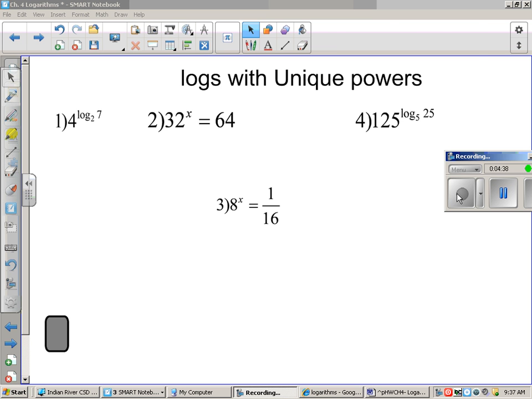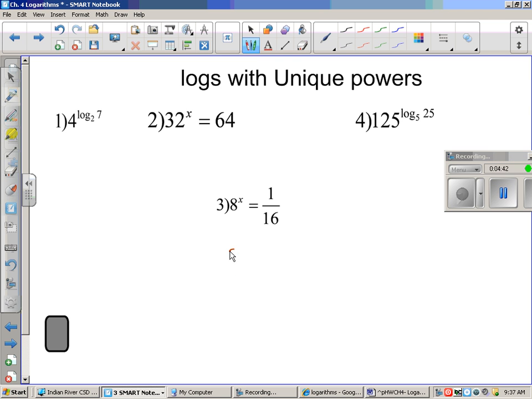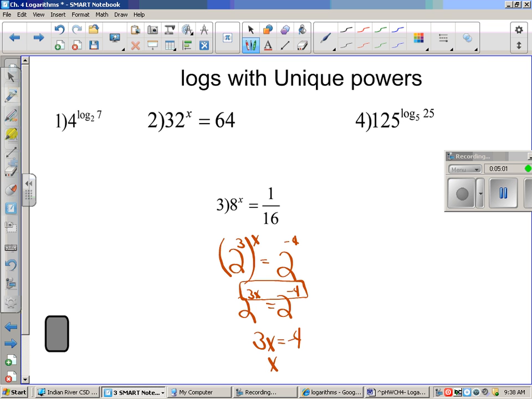All right, hopefully by now you've paused the video and you're back with me. So here we go. We're going to get them to be the same base. So again, this is 2 cubed raised to the x. And this would be written as 2 to the negative 4 because it's flipped, right? And so again, we have 2 to the 3x equals 2 to the negative 4. And so we want those powers to be the same. I'm going to set 3x equal to -4, and I get x equals -4/3. Wonderful.